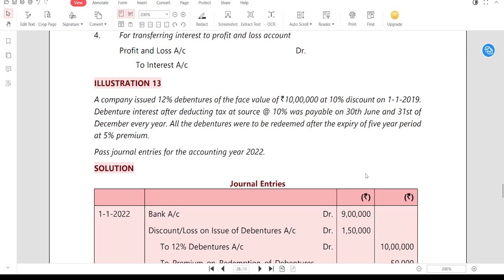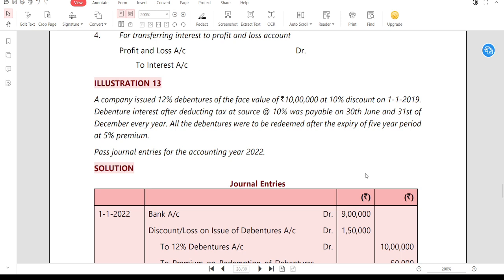इसको अगर पढ़ते हैं, चलिए. It's related to the investor debenture question. A company issued 12% debenture of the face value of rupees 10 lakh at 10% discount on 1/1/2019. Debenture interest after deducting tax at source at the rate of 10% was payable on 30th June and 31st of December every year. All the debentures were to be redeemed after the expiry of 5 years period at 5% premium. Pass journal entries for the accounting year 2022.